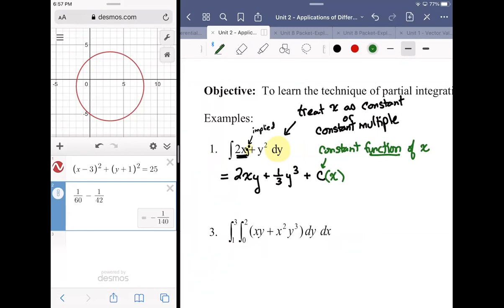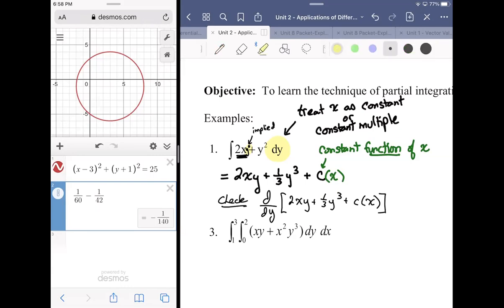All right, so in my check, and you don't have to do a check, but just for this one problem, I'll do it. If I wanted to check this by differentiating with respect to y, the 2xy plus 1/3 y cubed plus c of x, we check by using the techniques that we learned in the partial differentiation part of the unit. Right? So the derivative of 2xy, the derivative of y goes to 1. So we're just left with the 2x.